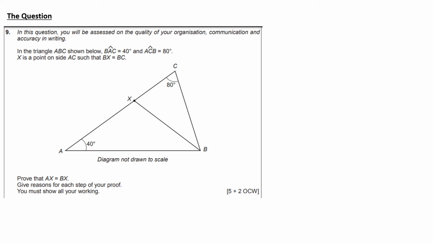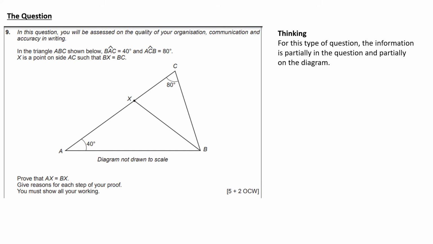Now, as you can see, this particular question is worth 7 marks. There are 5 marks for the mathematics, and there are 2 marks for the organization, communication, and your accuracy in your writing. Those 2 OCW marks, you need to think of them as show all your workings. Explain everything you are doing.